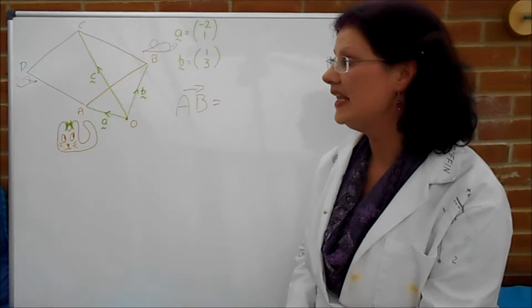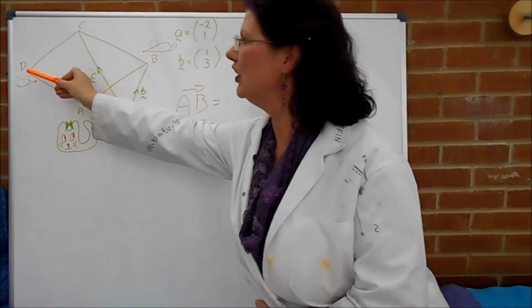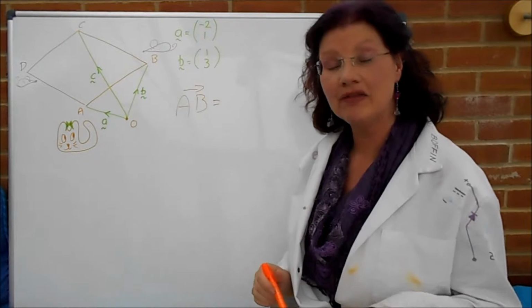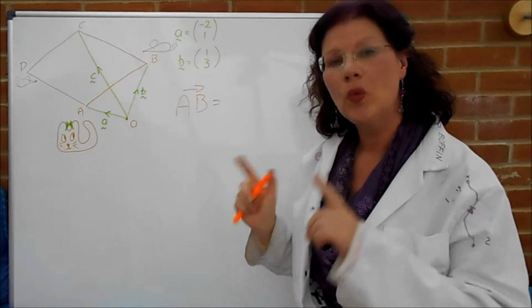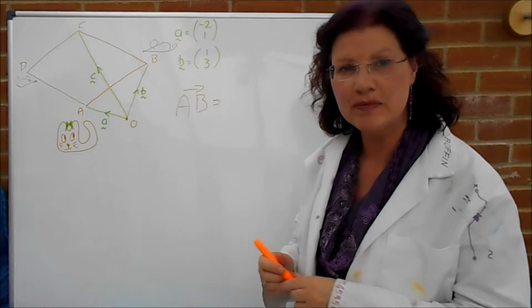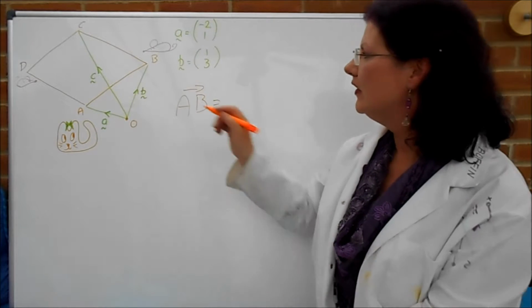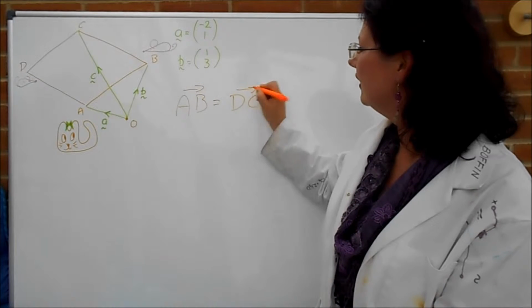Right, the vector AB, the journey here would be the same as the journey at the far end of the parallelogram. It's important that it's a parallelogram because it means that those two lines are parallel, which means, of course, if they're parallel and the same length, then it's the same journey. It doesn't matter where you start from. So AB is equal to DC.